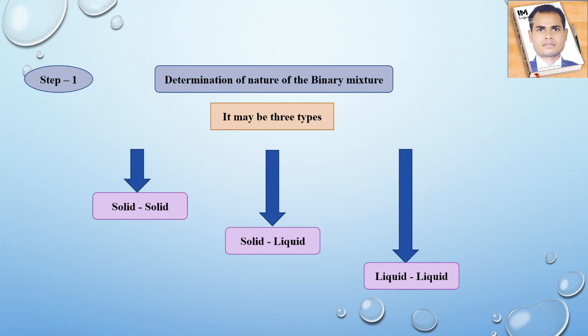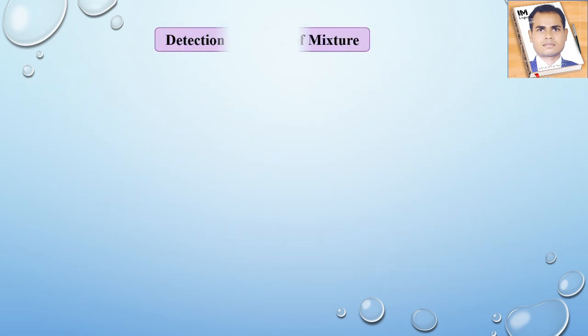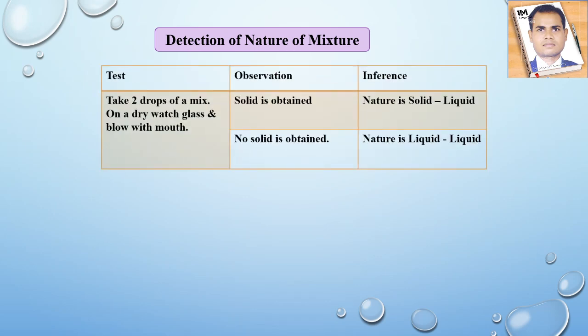It may be three types we have seen, right? Solid-solid, solid-liquid, and liquid-liquid. And the next step is detection of the nature of the mixture. How can we detect the nature of the mixture? In this way we have to detect the nature of the mixture.